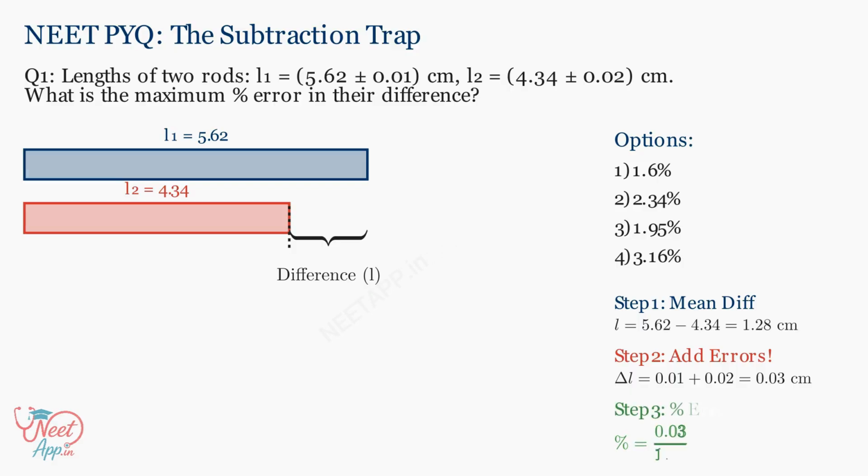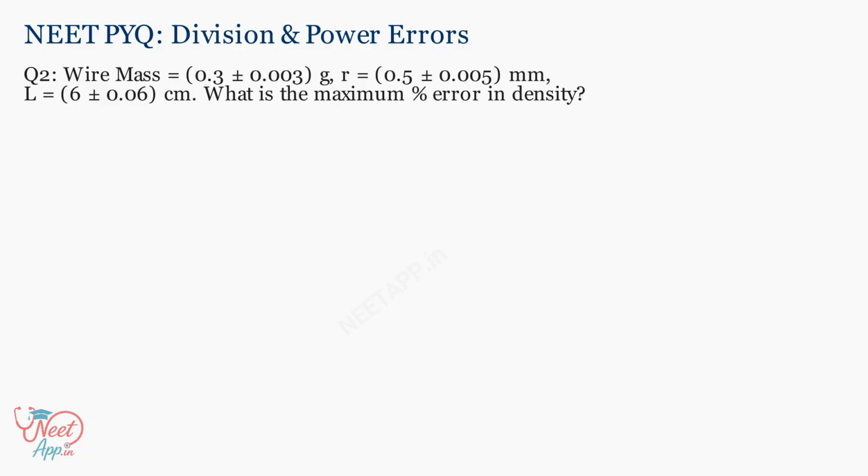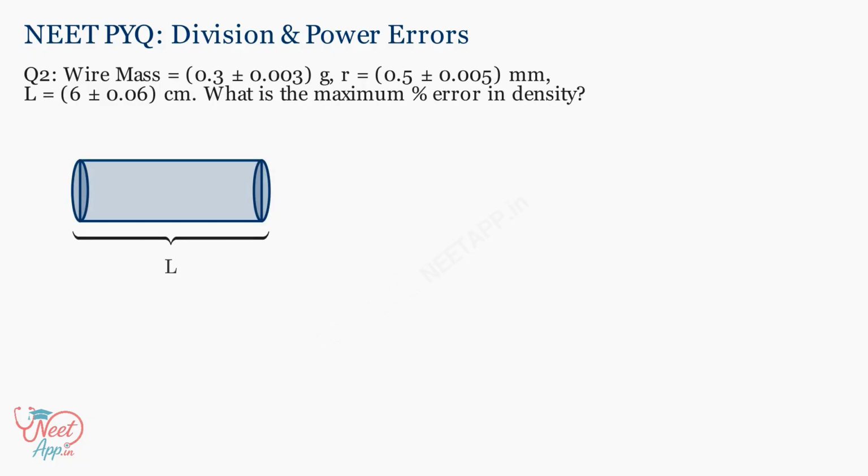Finally, step 3, the percentage error. We divide the absolute error 0.03 by the true value 1.28 and multiply by 100. This gives us approximately 2.34%. Option 2 is the correct answer. Moving to question number 2. A uniform thin metallic wire has a mass of 0.3 grams, a radius of 0.5 millimeters and a length of 6 centimeters. What is the maximum percentage error in the measurement of its density?